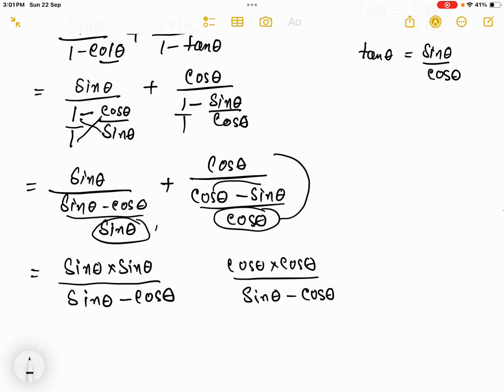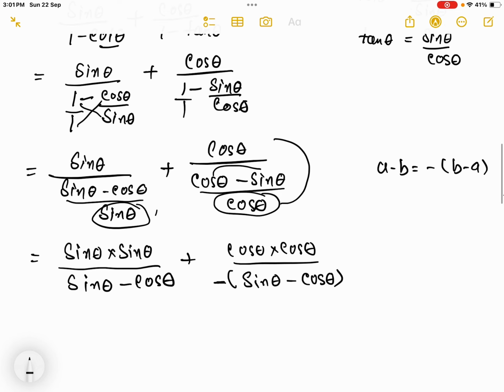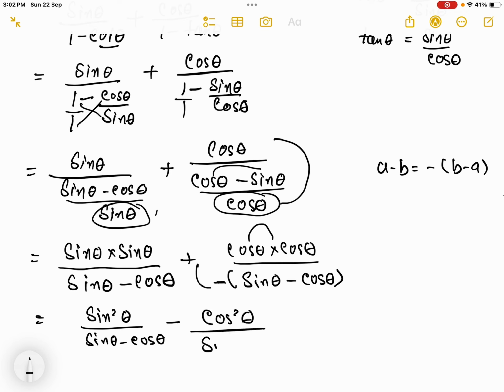When I do it, the minus sign will come outside, because we know that a minus b is minus times b minus a. When you write b minus a in place of a minus b, the minus sign comes out. So this is further equivalent to sin squared theta whole divided by sin theta minus cos theta. This minus will go up. It will become cos theta times cos theta, that is cos squared theta, whole divided by sin theta minus cos theta.